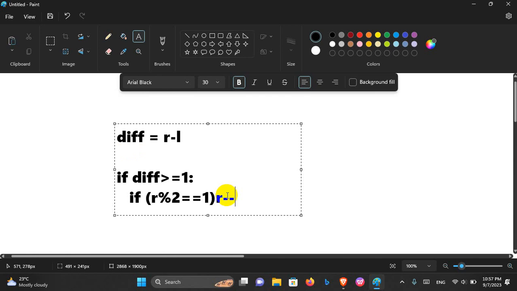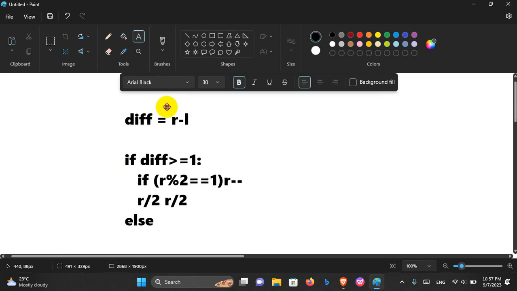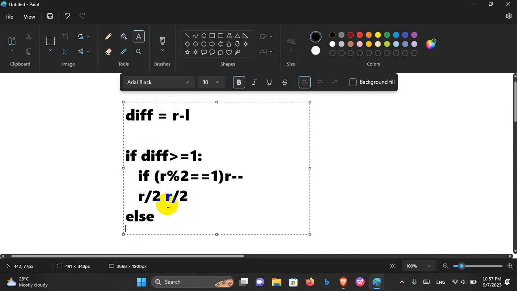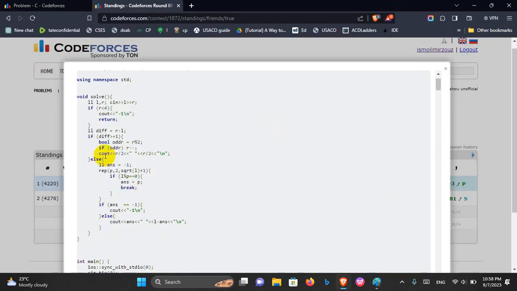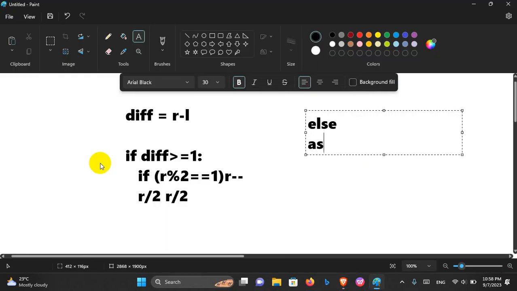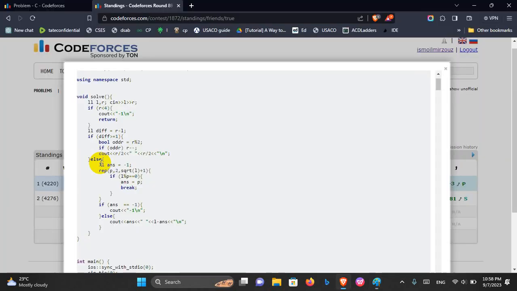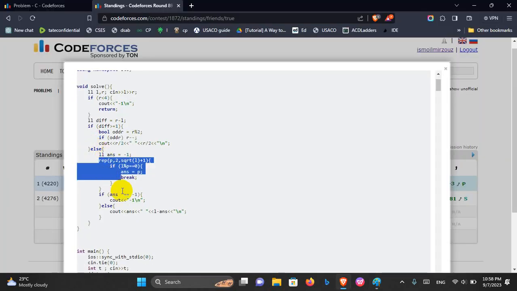So after subtracting 1, if it is not divisible by 2, we can just print R divided by 2 twice. So it's R divided by 2, and R divided by 2 would be our answer. If the difference is not bigger than 1, what we can do is also somewhat simpler. So else, we will let the answer be -1 at first, so we can check at the end if it's -1.